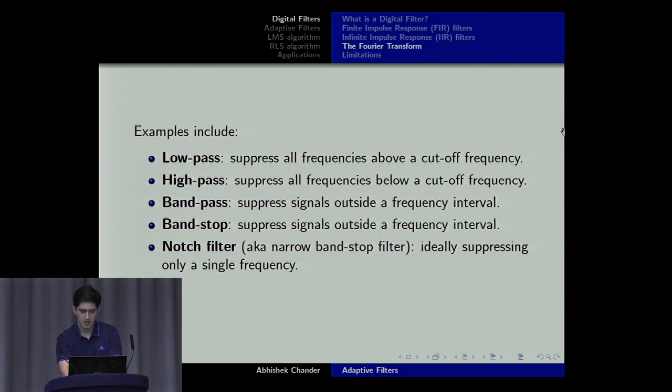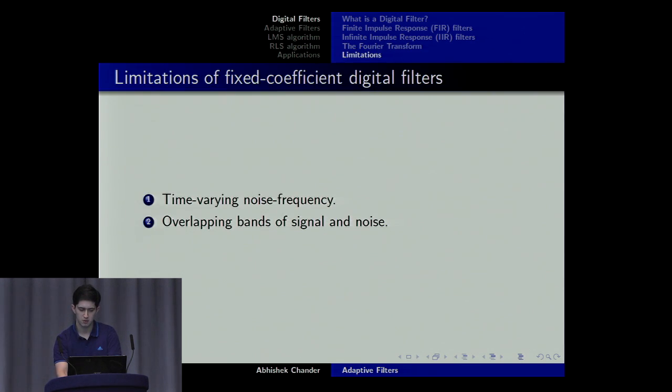So these are some of the common fixed coefficient digital filters that you might have, a low pass filter, a high pass filter, where you're restricting certain kinds of frequencies. And that can be done using the convolution theorem just by applying operations within the frequency domain, as we saw before. But of course, there are some problems that fixed coefficient digital filters cannot solve.